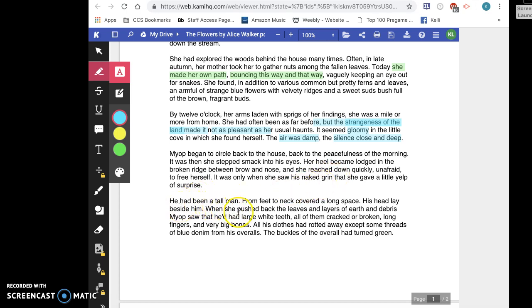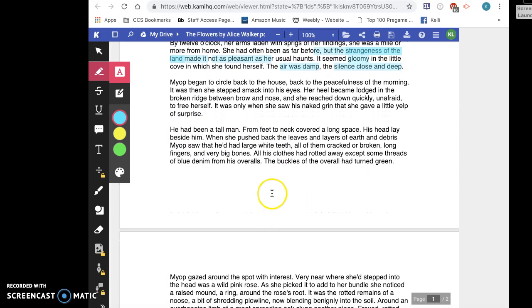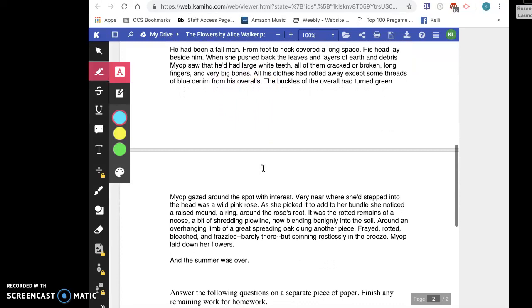He had been a tall man, from feet to neck, covered a long space. His head lay beside him. When she pushed back the leaves and layers of earth and debris, Mop saw that he'd had large white teeth, all of them cracked or broken, long fingers, and very big bones. All his clothes had rotted away, except some threads of blue denim from his overalls. The buckles of the overall had turned green.